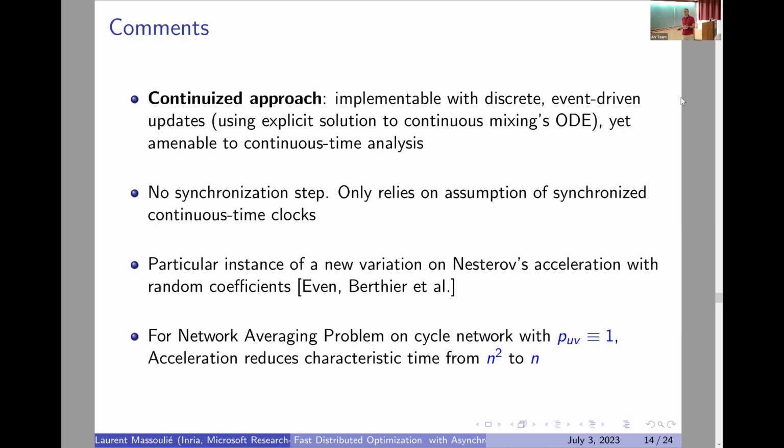And the proof is somehow a bit nicer than the original proof of Nesterov's acceleration, where the choice of the gain parameters is a bit subtle. Here, the continuous time analysis makes it a bit smoother. Okay, and finally, this acceleration does matter because, again, for network averaging on a cycle, we could get improvements from n squared to n for the characteristic time of optimization. So that is quite significant.